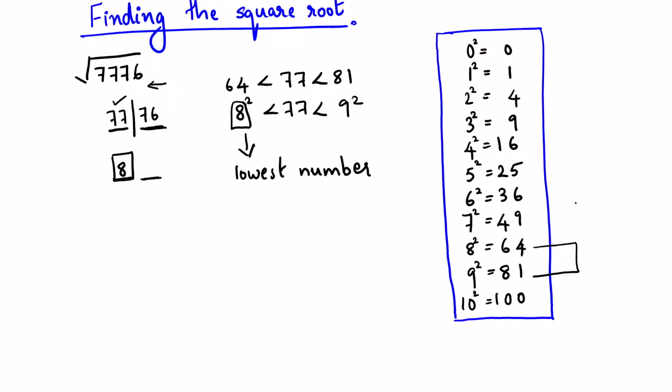Okay. So in 76, you just need to see what is the ones digit. Here the ones digit is 6, right? So see which squares give a ones digit of 6. Here the squares of 4 and 6 have a ones digit of 6. So here the ones digit will be either 4 or 6.